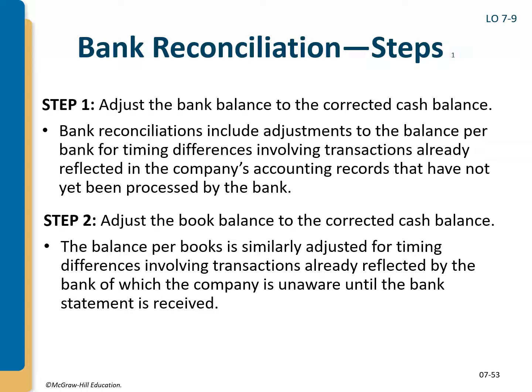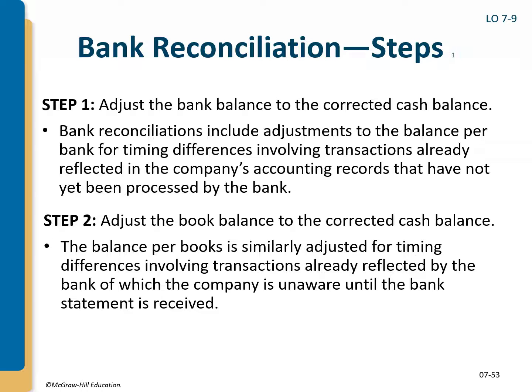So we got to find out why and see, am I right over here at the company? Is the bank right? Or is neither of us right? So in step one, we adjust the bank balance to the corrected bank balance. So what we do is we look to see, are there any transactions in our checking account records back at the company that aren't included on the bank statement, so are not included in that bank statement ending balance?